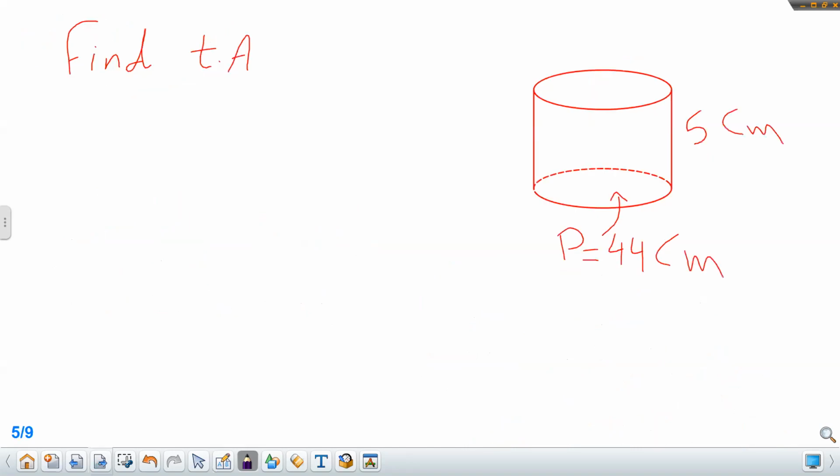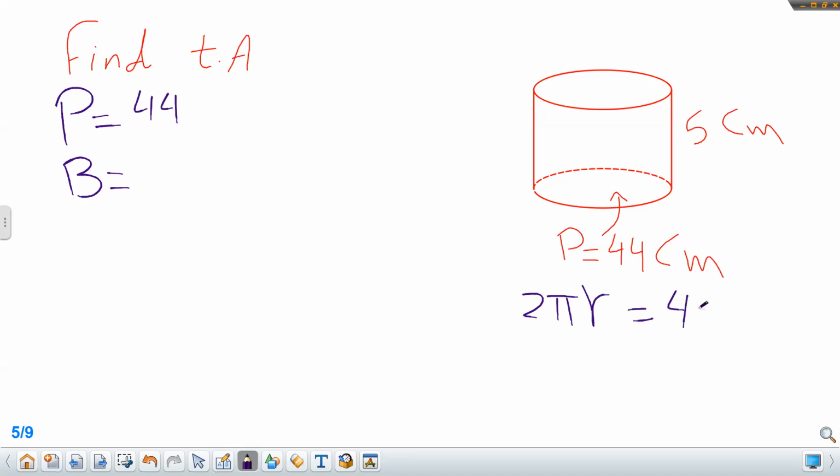Okay, for example, find the total area of the opposite cylinder. First, we need the perimeter of the base and the area of the base. The perimeter of the base is given as 44. But how to find base area? Here you need the radius. How to find the radius? Perimeter of the circle means circumference of the circle, which means 2 pi r. So we can say 2 pi r equals 44.